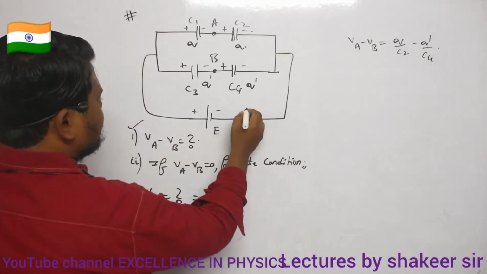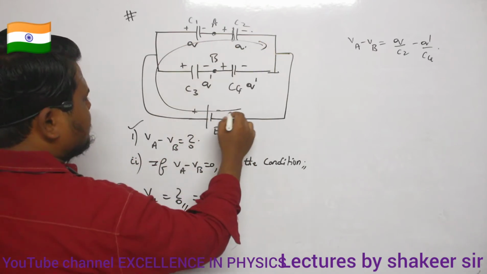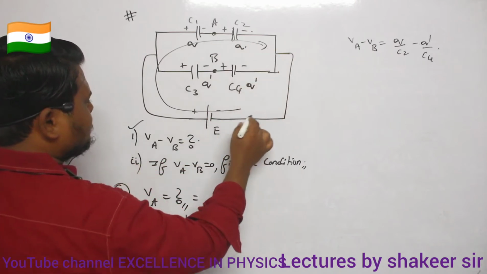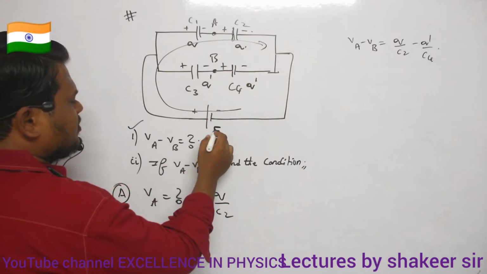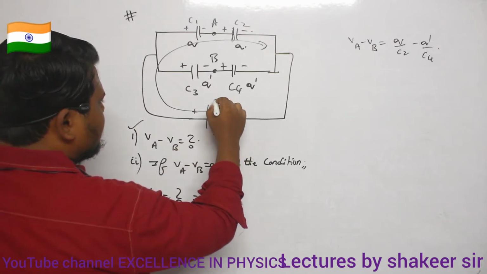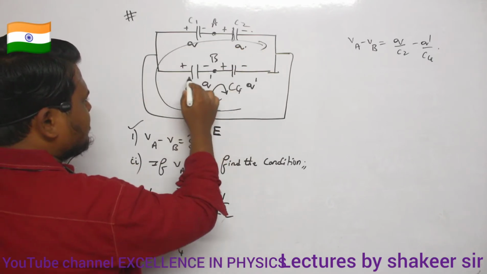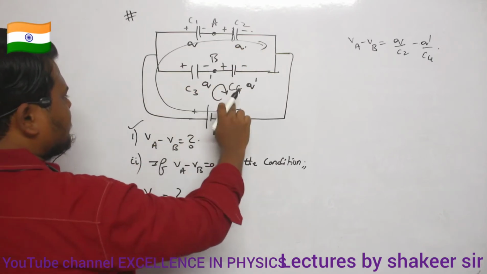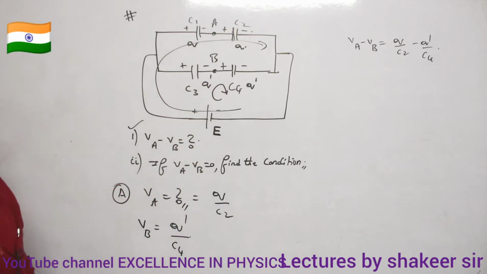So you do one thing. Take this total as one loop, so that in every equation we are required to include this E value. Similarly, take only this one as another loop. So this total is one loop, and from here to here is a single loop. Write one equation for this loop and one equation for this loop. Then you will get the Q dash value and the Q value.